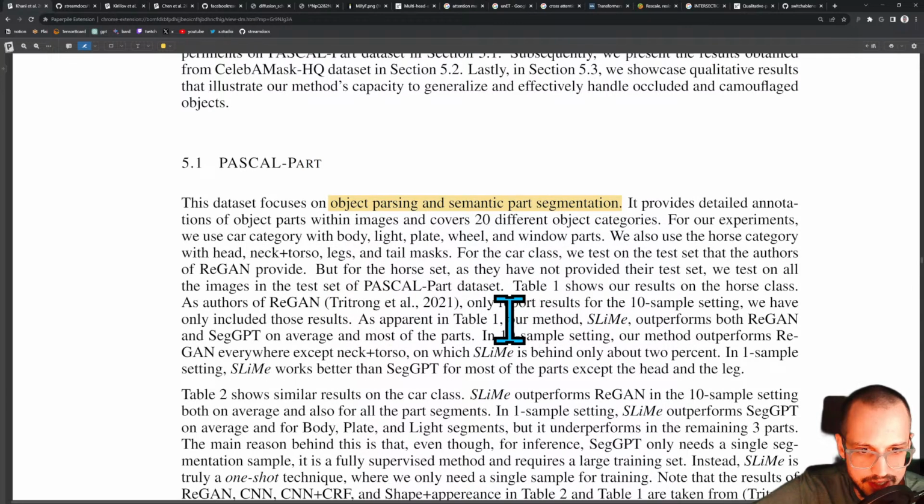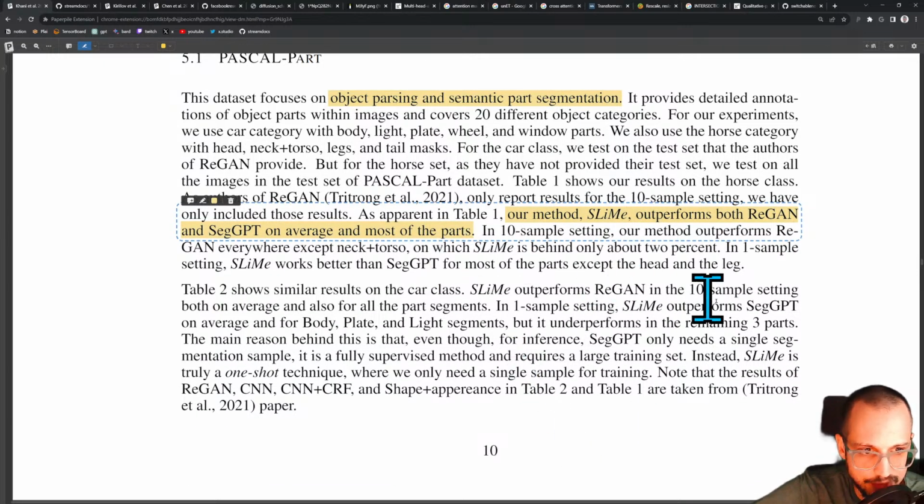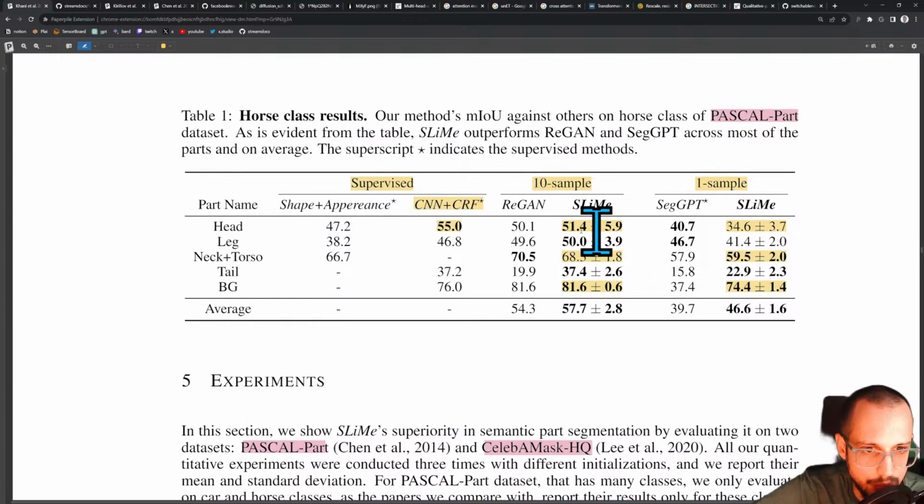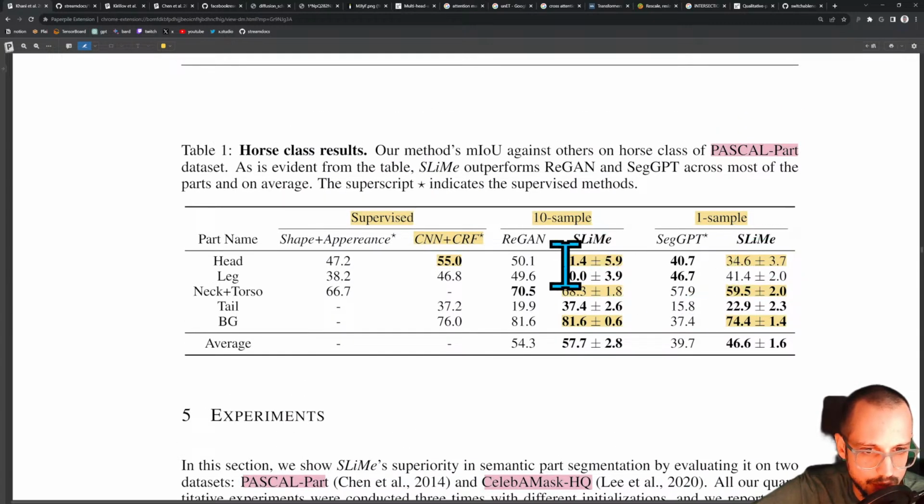The result: our method, SLiME, outperforms Regan and SegGPT on most of the parts. Good to know. SLiME outperforms Regan on the 10 sample setting. Outperforms SegGPT. SLiME is truly a one-shot technique. I don't know about that. Here they're saying SLiME is truly a one-shot technique where we only need a single sample for training. But this tells me a different story. Here it's telling me that SLiME is, sure, you can use one image, but if you use 10, it works way better. So it's not as one-shot as I thought it was going to be when I picked this paper.